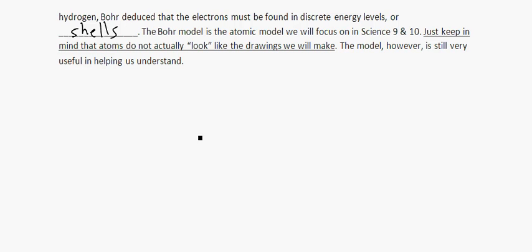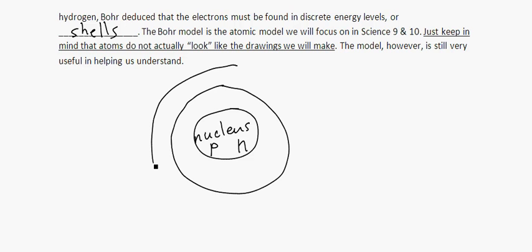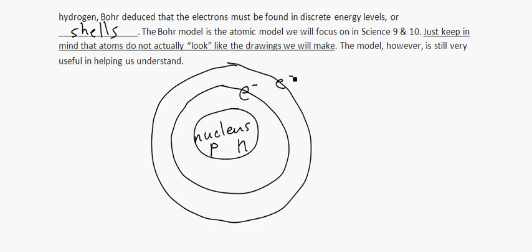And so, if you can imagine, we'll say this is the nucleus. Okay, and that's where the protons and the neutrons are. Bohr said that the electrons are found in these shells or energy levels. And just to make things simple, we can draw them in little circles like this around the nucleus. Okay, they aren't actually circles. The electrons don't actually orbit like the planets orbit the sun, so it's a little bit misleading, but these are the models that we're going to focus on, and they actually are very useful for a lot of things.